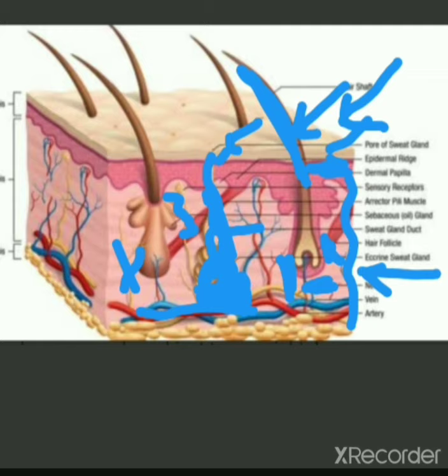The last part inside the dermis layer is the large number of blood capillaries. What is the importance of blood capillaries? Blood capillaries supply the skin with its requirements: food, oxygen, and any other material.